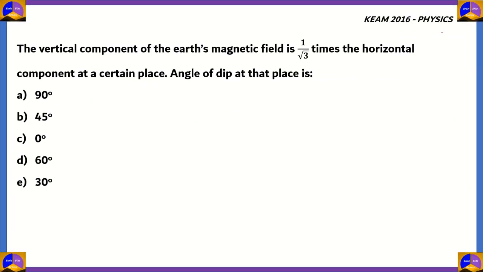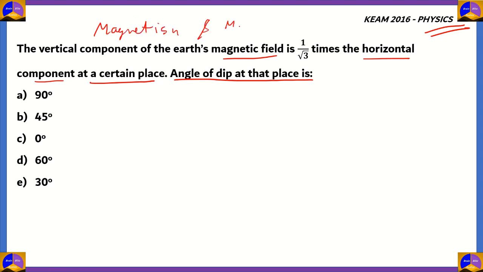Now, let's look at some questions of physics. The vertical component of the Earth's magnetic field is 1 by root 3 times the horizontal component at a certain place. The angle of dip at that particular place is 90 degrees, 45 degrees, 0 degrees, 60 degrees, or 30 degrees. So this is a question from magnetism and matter. This is the lesson that we study in grade 12.